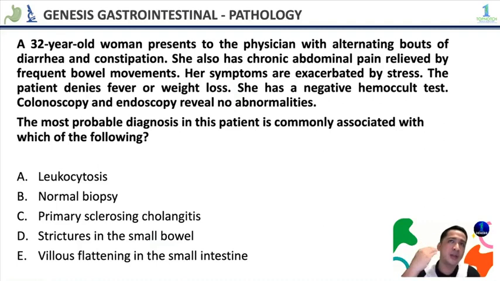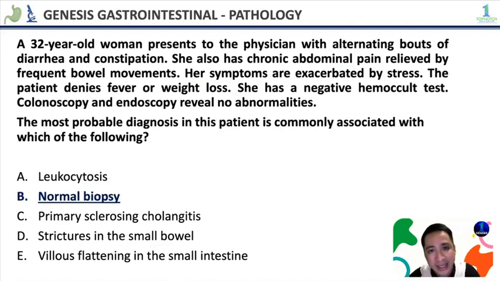So this is a two-step question. First, you have to identify what's the diagnosis, followed by what is the expected finding in the patient's diagnosis. So what's the answer for this? There is an alternating bowel movement, okay, with no organic cause. There's no pathology being seen. That is your irritable bowel syndrome, and normally it will present with a normal biopsy.